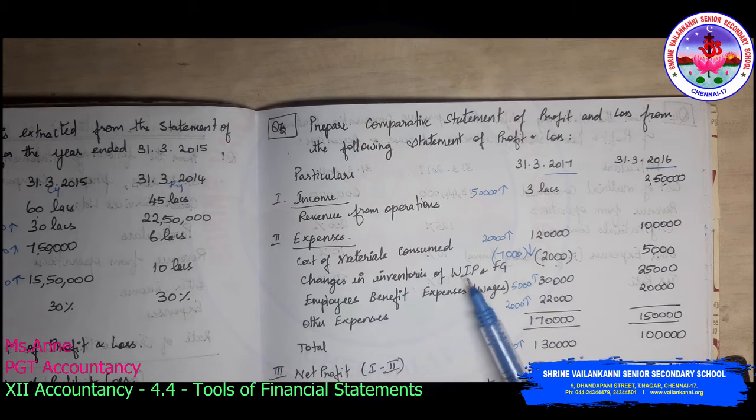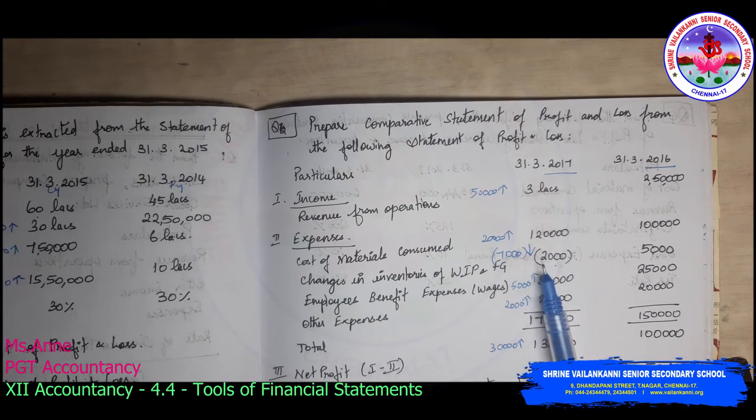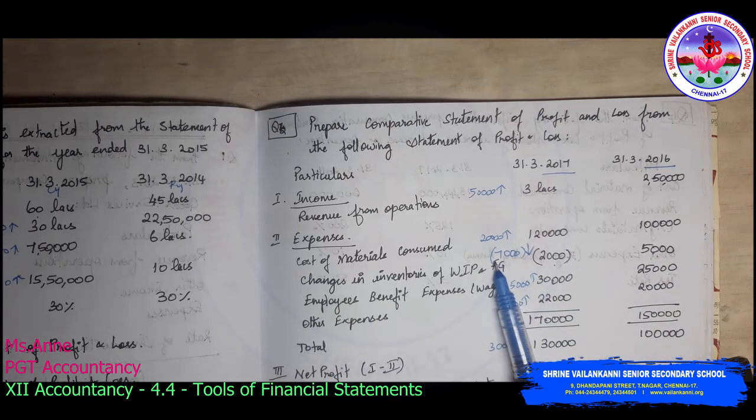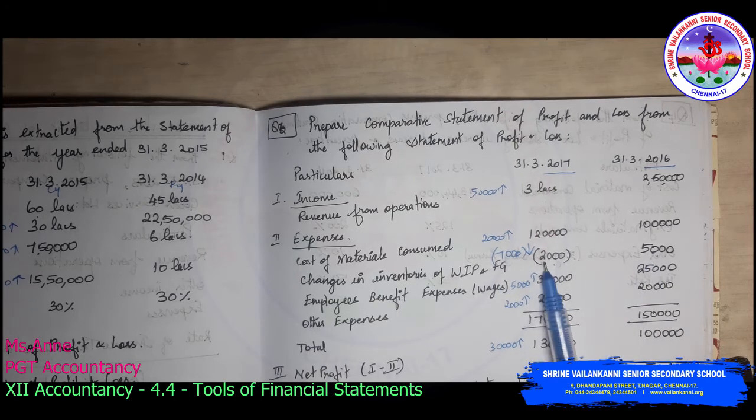Changes in inventories of work in progress and finished goods. As you can see, there is 5,000 here and there is 2,000 here, which means 5,000 is reduced to 2,000, which is a negative figure. So obviously there has to be 7,000 change. That's why it is like that. So the absolute change is 7,000 decrease, because if there is 7,000 decrease only, there can be 2,000 negative figure here. Employee benefit expenses, wages is here 30,000, 25,000, so there is a change, that is increase by 5,000.